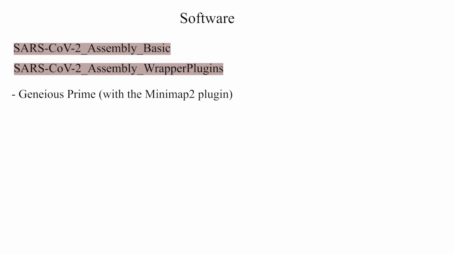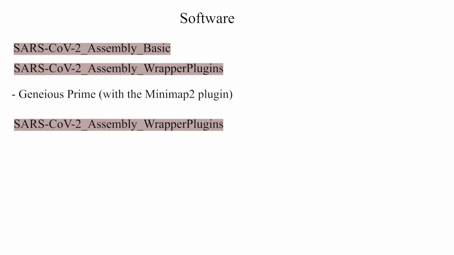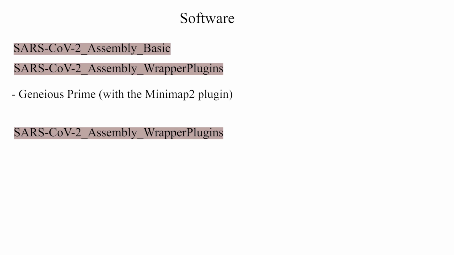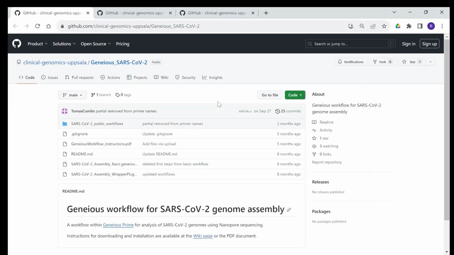If you are planning to install the workflow SARS-CoV-2 Assembly Wrapper Plugins, you will also need Python, Docker Desktop, used to obtain and run Pangolin, and Nextclade CLI. Links for these software are in the description. The files required for the workflows are available at the Geneious SARS-CoV-2 repository at GitHub. Link is in the description.